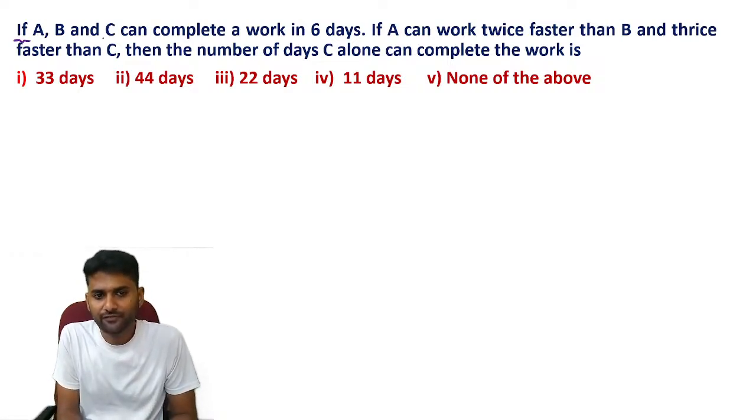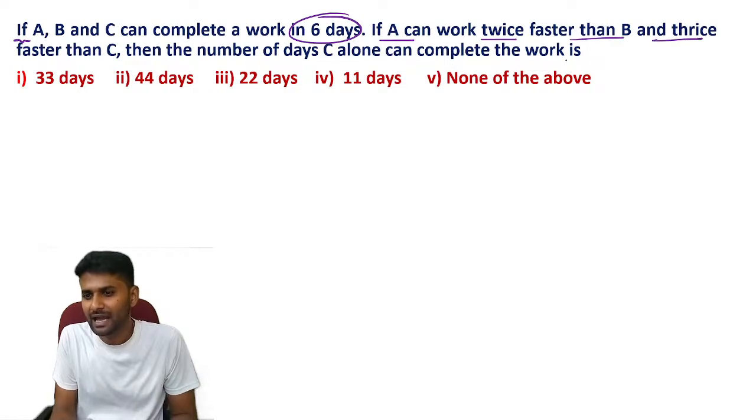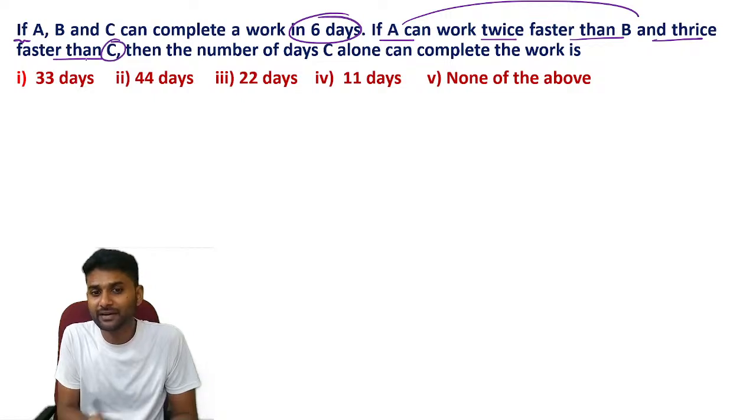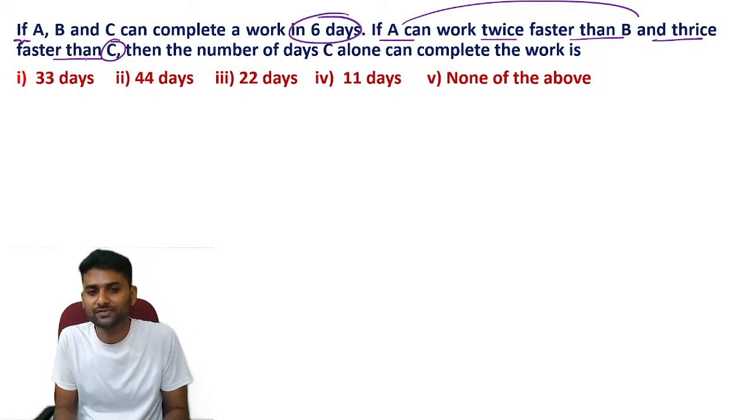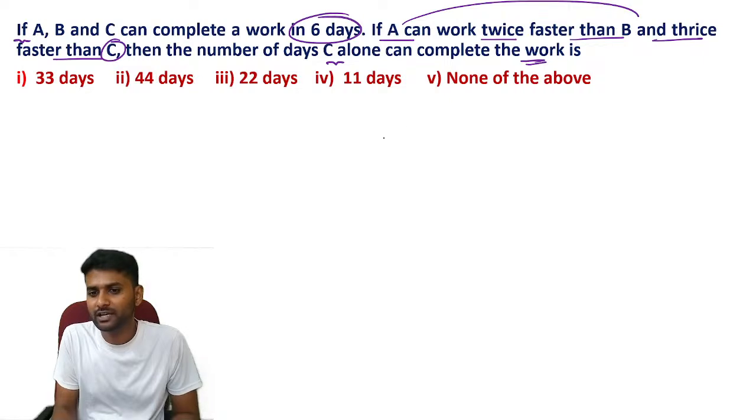Now let's see this question. If A, B, and C can complete the work in 6 days, and A works twice as fast as B and thrice as fast as C. So A is compared with B and A is compared with C: 2 times of B, 3 times of C. Then C alone can do the work in how many days?